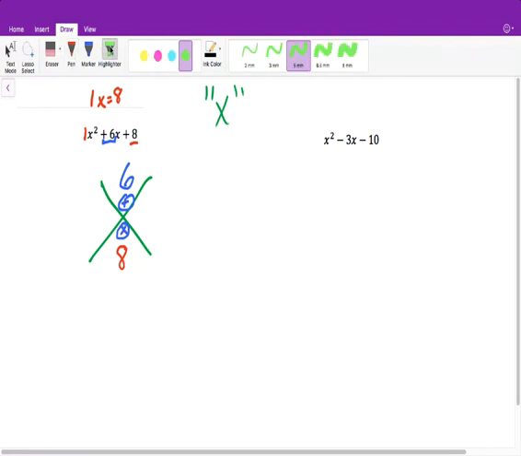Now, one of the things you have to be aware of is if this sign is positive, that tells me that my two factor signs will be the same, and then whatever sign this is tells me what both of them will be. So since this is a positive and this is positive, I know that both of my signs, my factor numbers, will be positive.